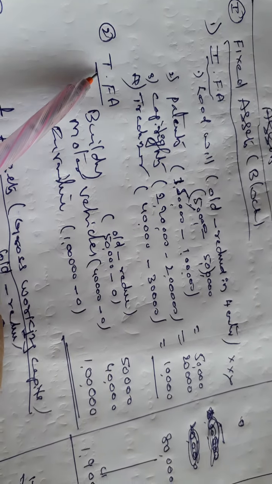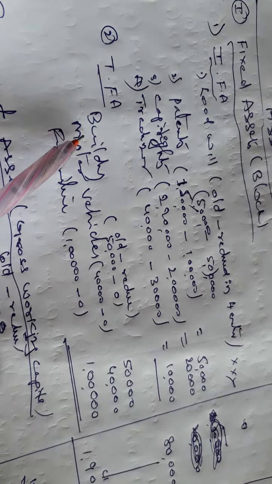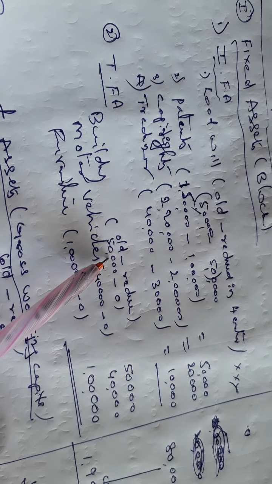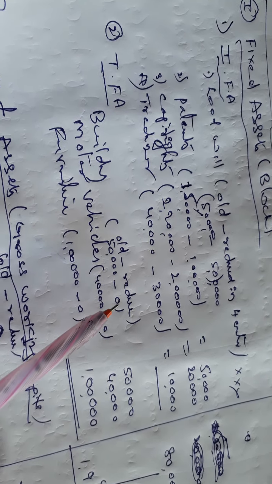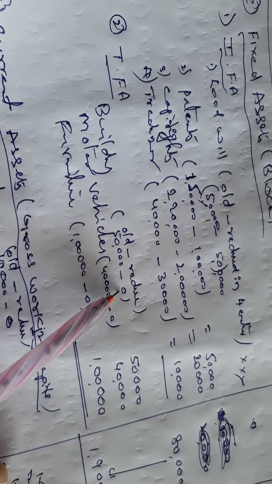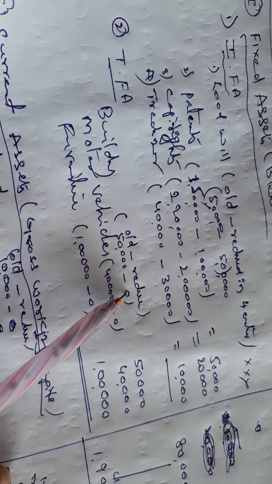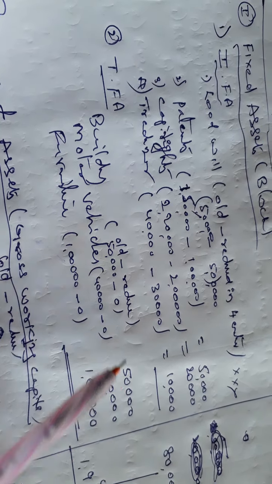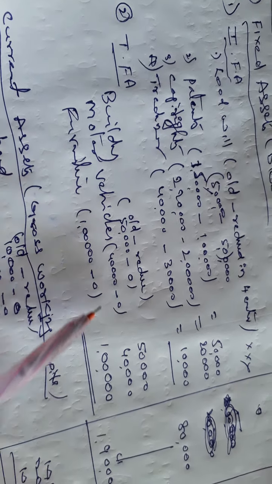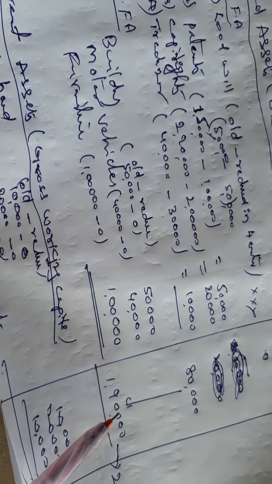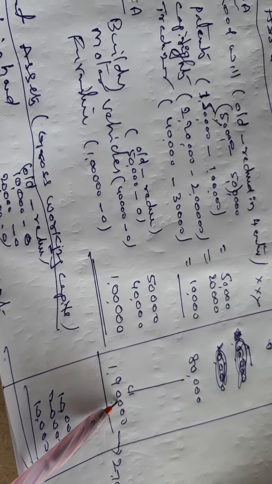Next, now I am showing tangible fixed assets. Under that, building. This 50,000 is generally available in the old balance sheet. If any amount is reduced by the company, please deduct that amount here and take the remaining balance. Motor vehicle is also similar. Next, furniture is also similar. By adding all these, the total amount will come as 1,90,000.